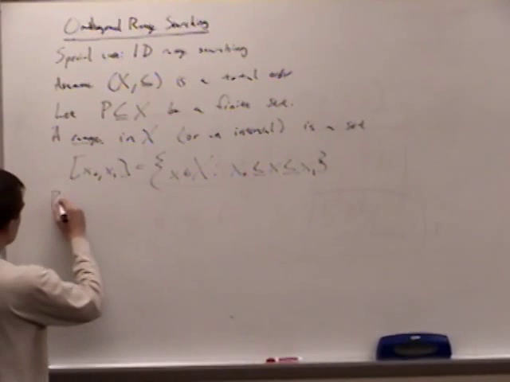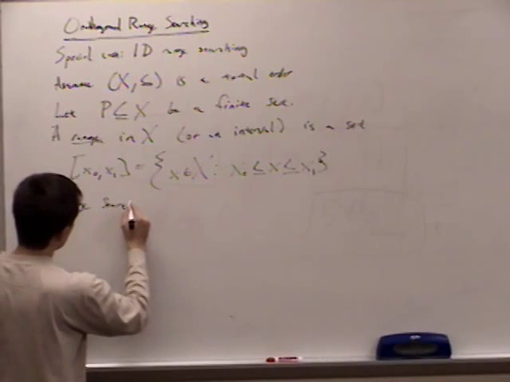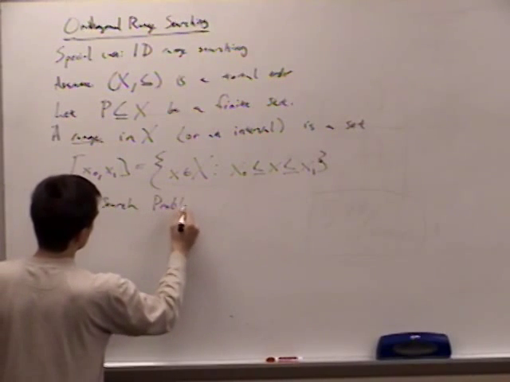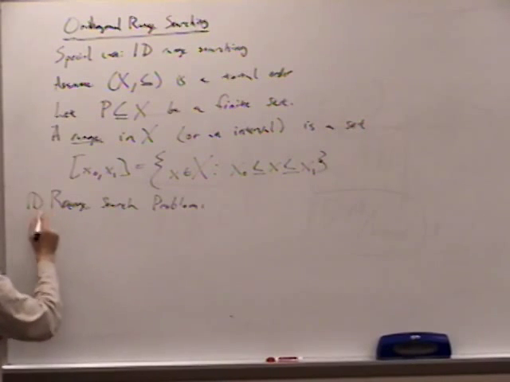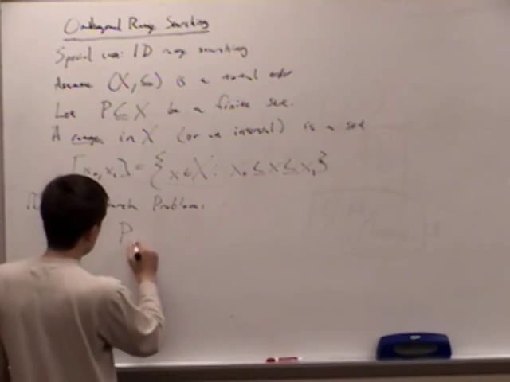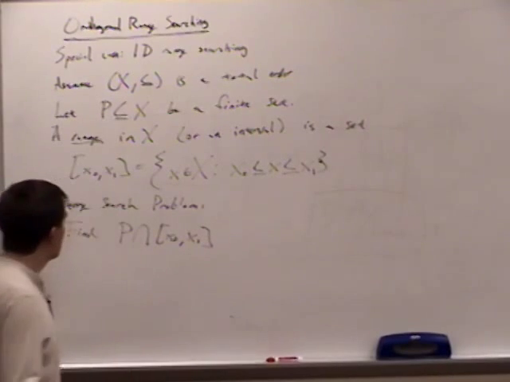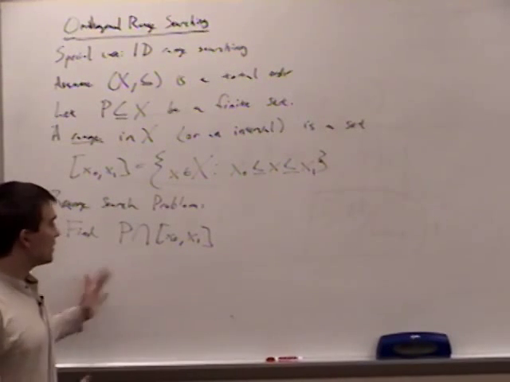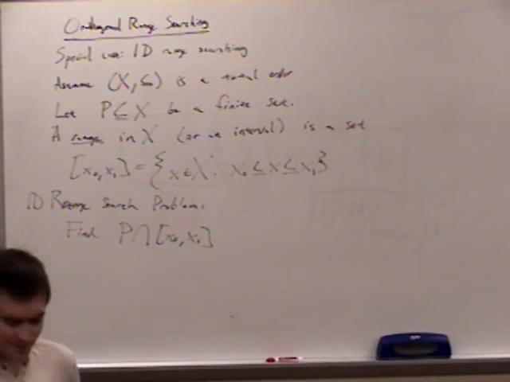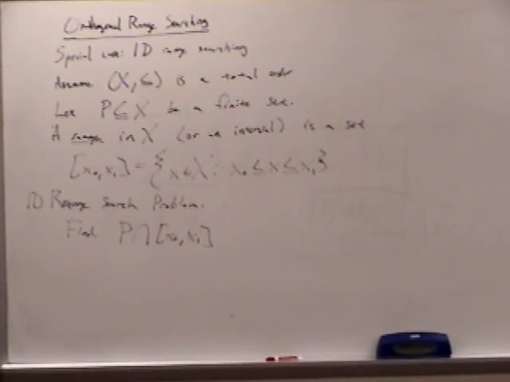So the range search problem, this is actually the 1D range search problem, is basically: find P intersect [x0, x1]. So this is just find all of these points that happen to intersect this range. Hopefully this makes some sense. It should be relatively clear. I mean, you've probably all seen this problem before in some way or another.